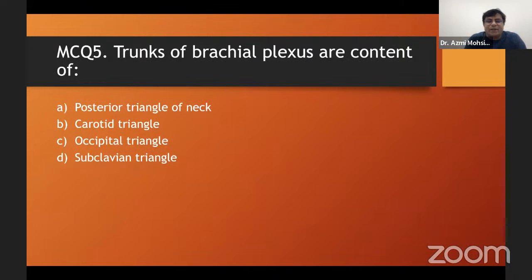Trunks of brachial plexus are content of posterior triangle of the neck, carotid triangle, occipital triangle, or the subclavian triangle. Trunks of brachial plexus are content of. Answer this MCQ. The last MCQ. Choices A, B, C, D. Which is the correct option? Yes, fast.